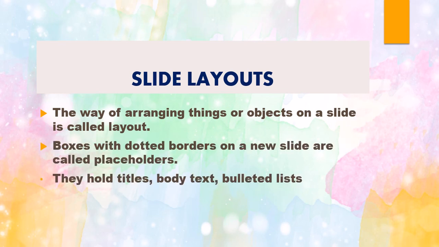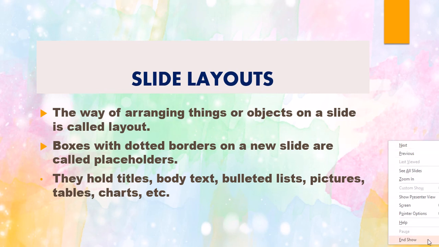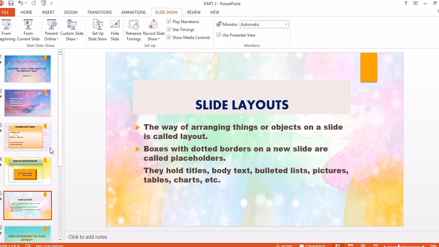Boxes with dotted borders on a new slide are called placeholders. They hold titles, body text, bulleted lists, pictures, tables, charts, etc. This second statement, that boxes with dotted borders on a new slide are called placeholders, I will explain to you by showing you the practical.